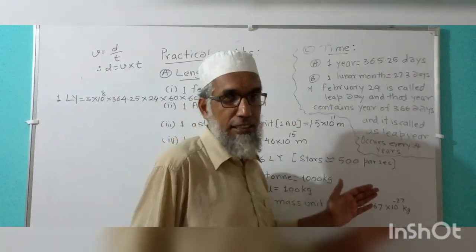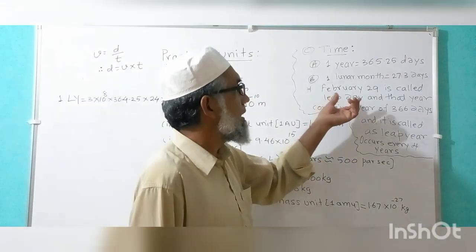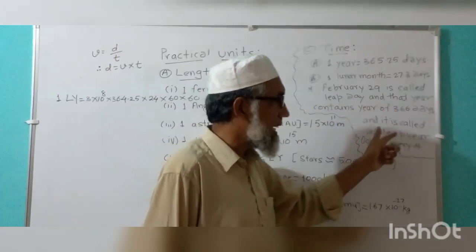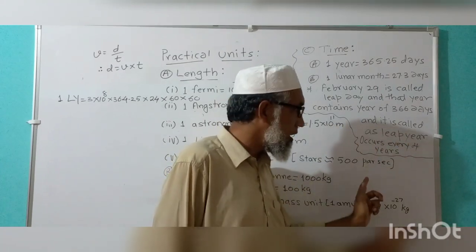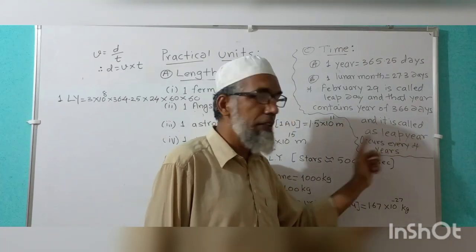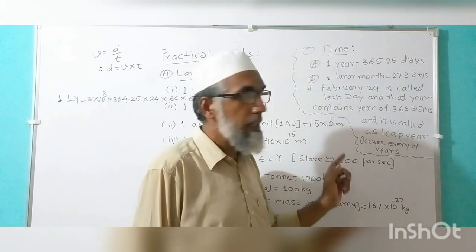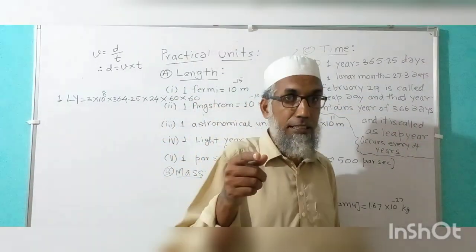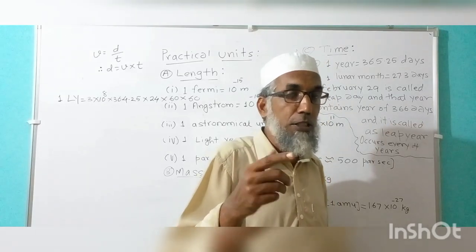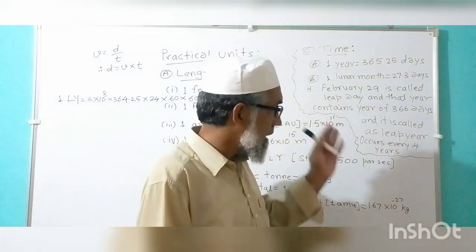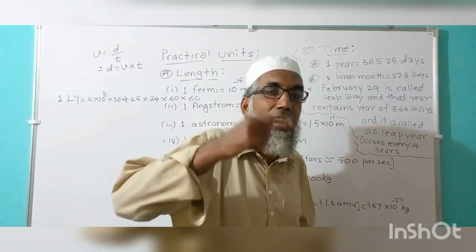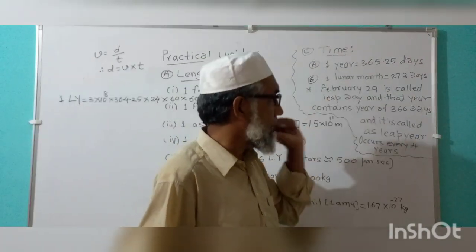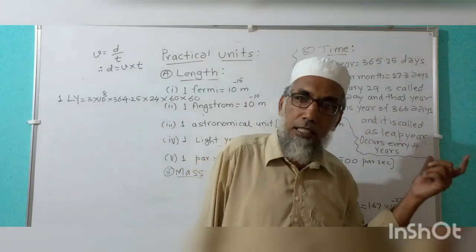So that year in which we take February month of 29 days is known as a leap year, and it occurs after every 4 years. And the 29th extra day which we took in the leap year is known as the leap day.